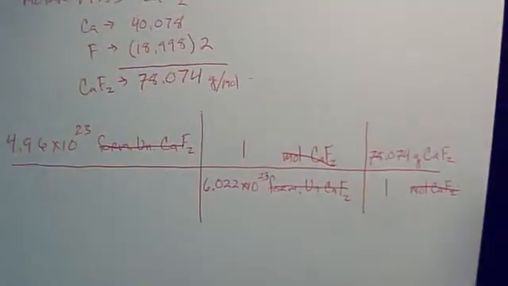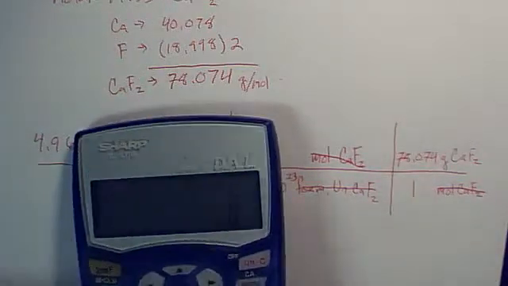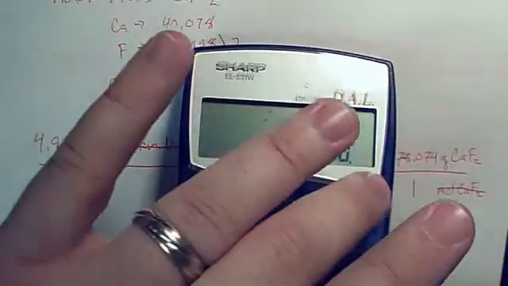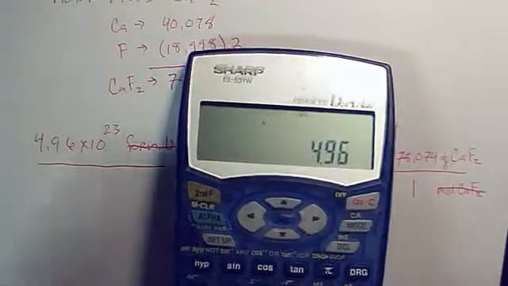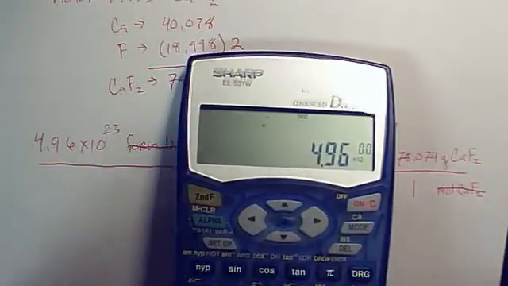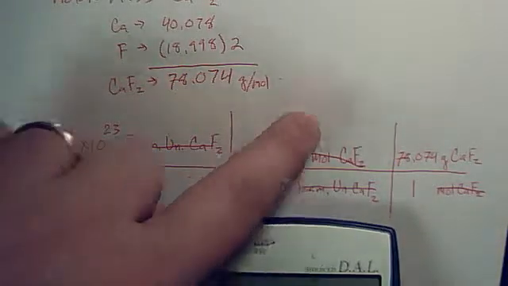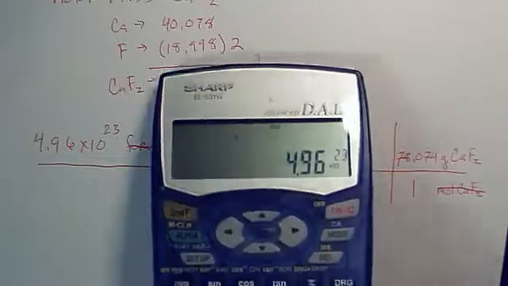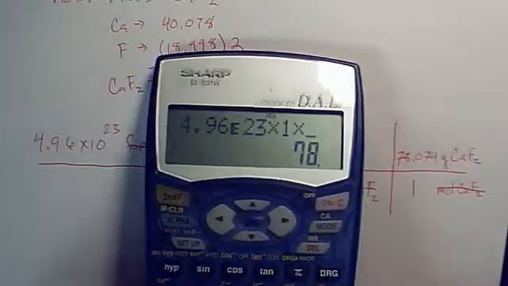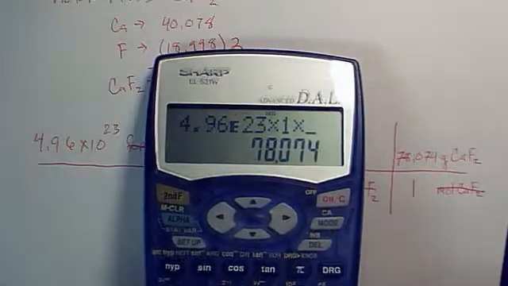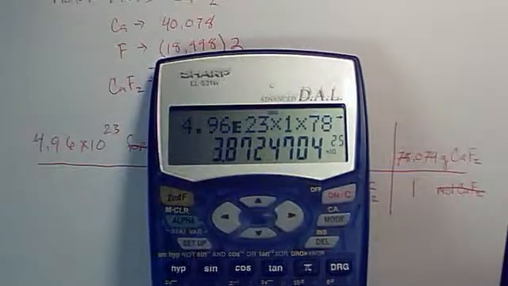So now I just plug it into my calculator, and I'm going to do 4.96 times 10 to the 23rd. Okay, that's my formula units. Multiply by 1, multiply by 78.074, so times 1 times 78.074 equals 3.87 times 10 to the 25th.